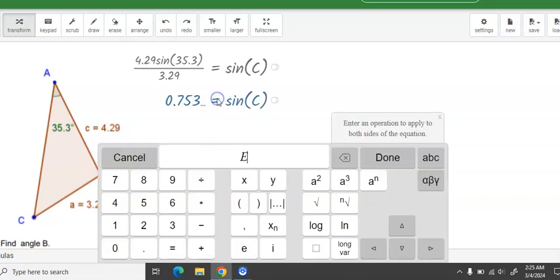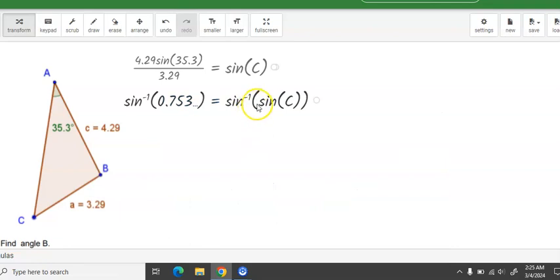Now we're going to do the inverse to both sides. So what I want to do is inverse sine to both sides. So sine to the -1 is how to input it here. If I do inverse sine of sine, we talked about in class that those cancel each other out. That gives you this C. And if I take the inverse sine of my decimal number, it gives me the angle measurement. So hopefully you get the angle to be approximately 48.894 degrees.